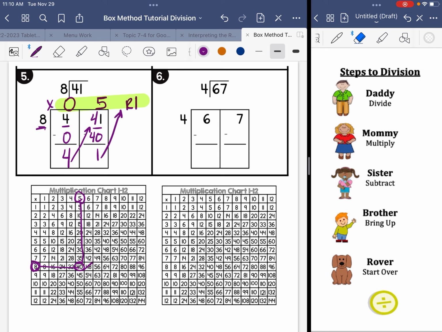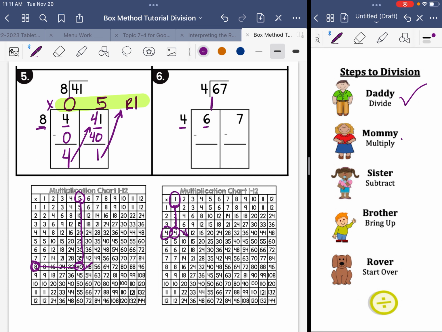The first question we're going to ask ourselves is daddy divide. How many 4s fit into 6? So you go to your 4s, you go find 6 or smaller. 8 is too big, but 4 will work because it's smaller than 6. Go up, 1 group. So we're going to put 1 on top.